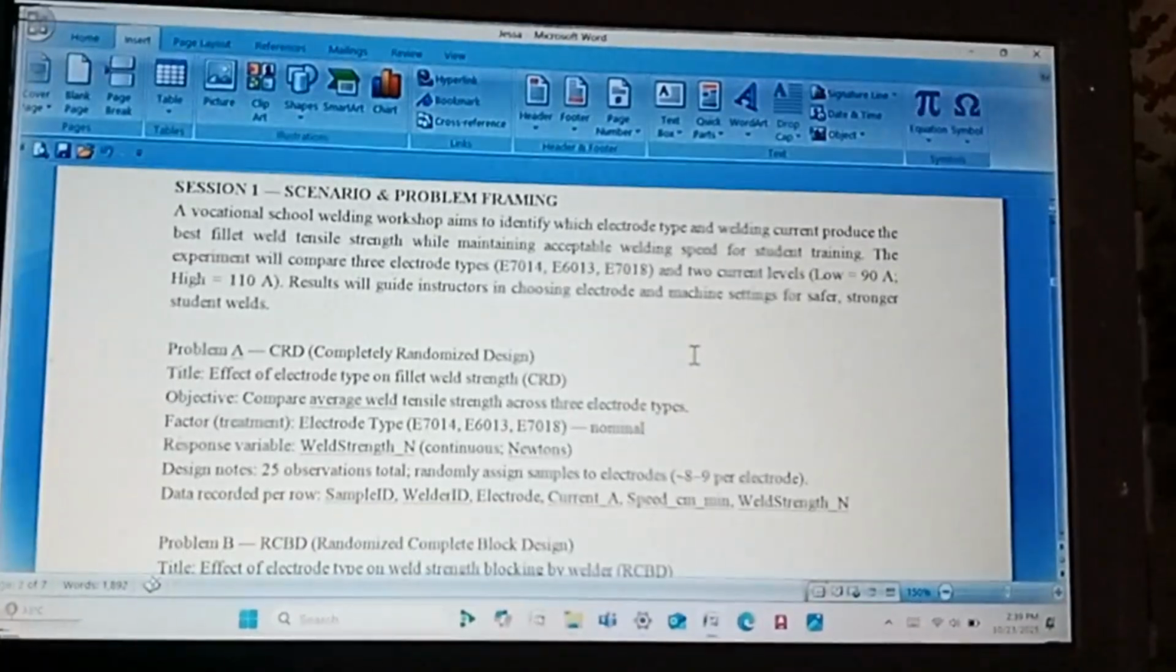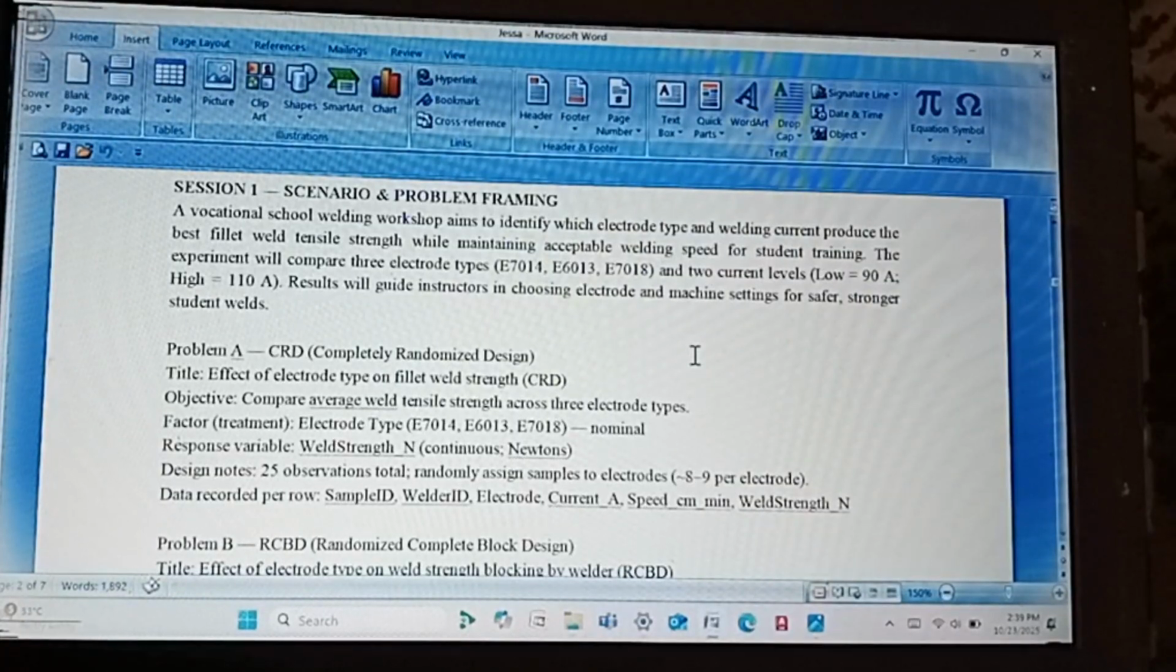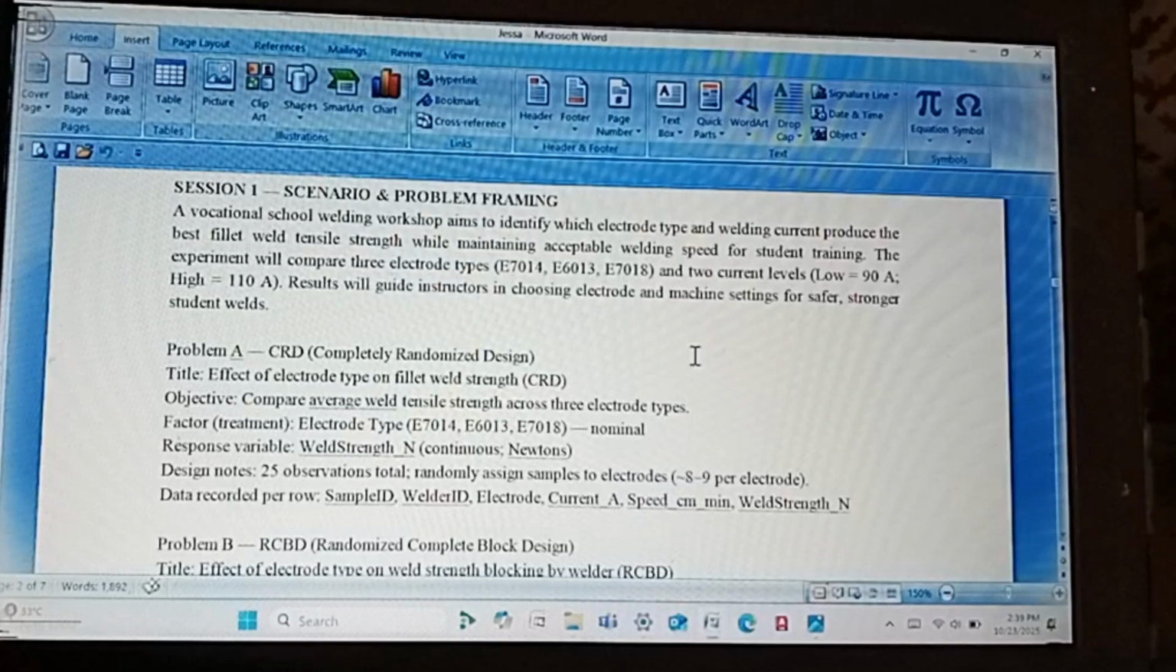The experiment will compare three electrode types: E7014, E6013, E7018, and two current levels. Low is equal to 90A and high is 110A. Results will guide instructors in choosing electrode and machine setting for safer, stronger student welds.